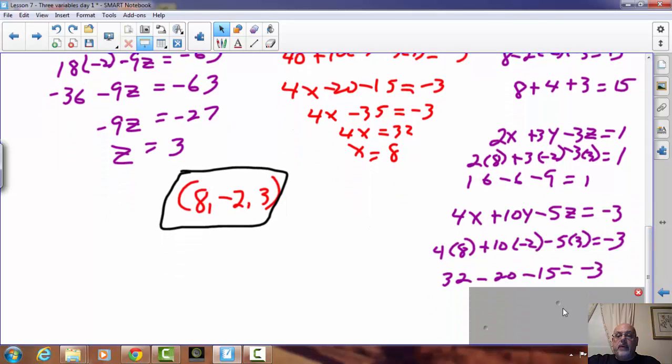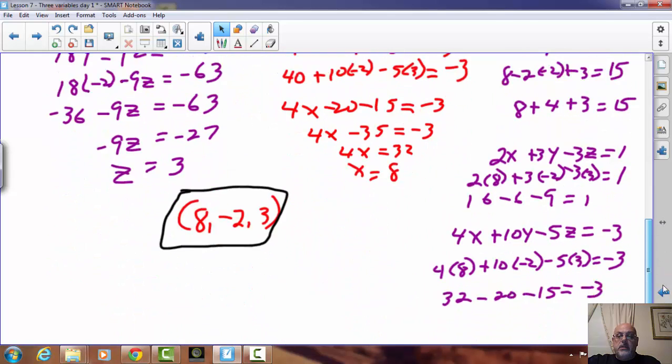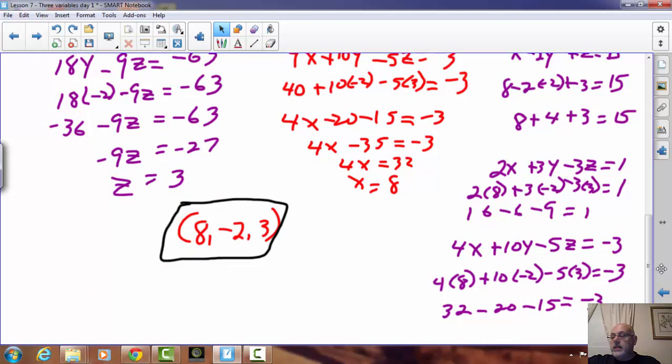Now I check all three values in the last equation. So there's the equation. Substitute the 8 for the x, negative 2 for the y, 3 for the z. 32 minus 20 is 12. 12 minus 15 is negative 3. So these values work in all three equations. So if you need to go back and replay this, that's fine. All you're doing, and don't make it more complex than it really is, all we're doing is repeated elimination.